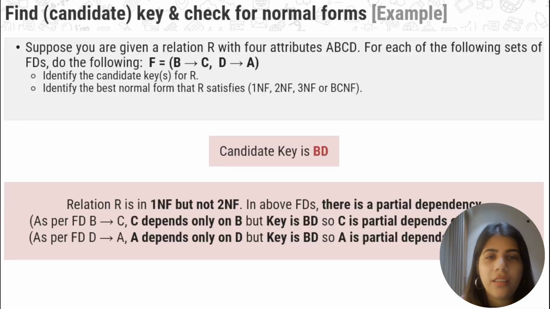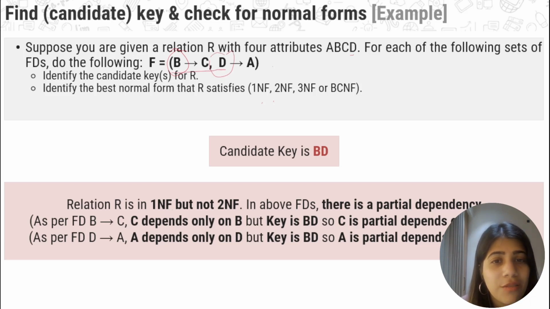We need to find a candidate key, again a key, and we need to check for the normal forms over here. Suppose we have a relation R with 4 attributes A, B, C, D, with functional dependencies B can determine C and D can determine A. We need to identify the candidate key and also the best normal form which it satisfies: 1NF, 2NF, 3NF or BCNF. Since B can determine C and D can determine A, the candidate key will be BD.